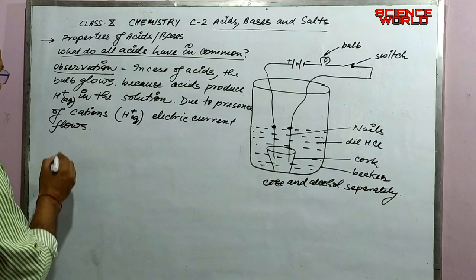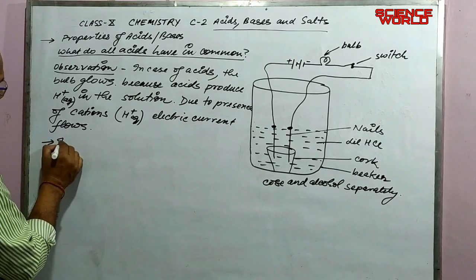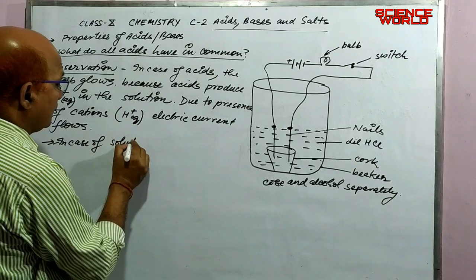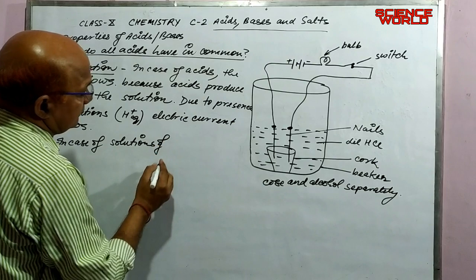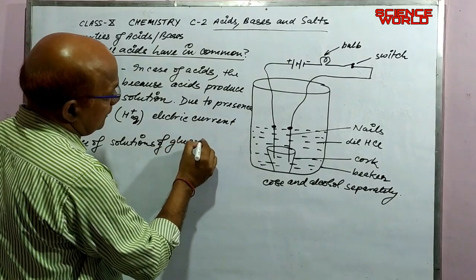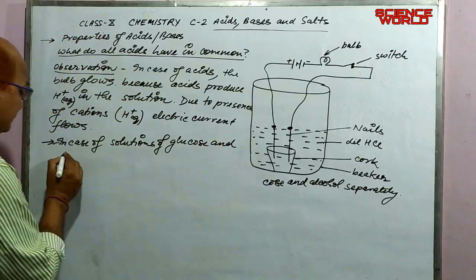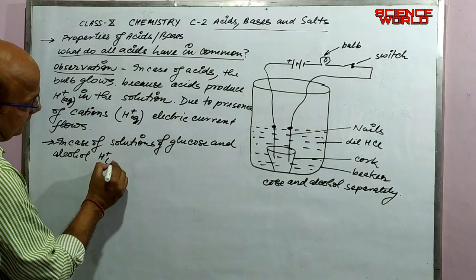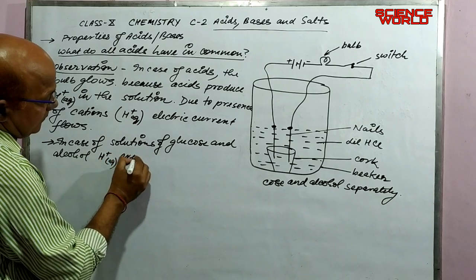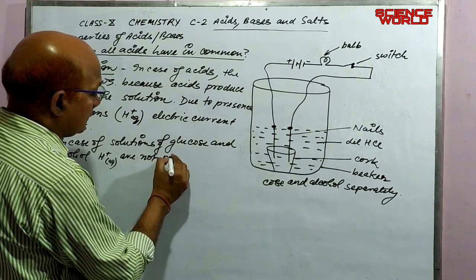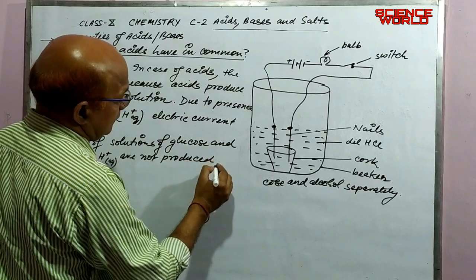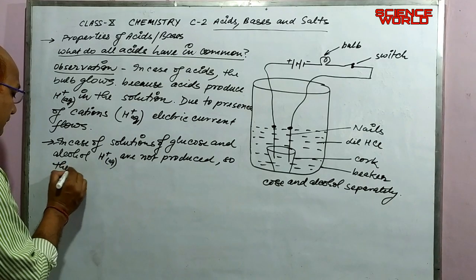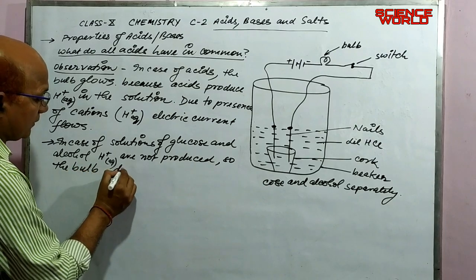Okay. But in case of solutions of glucose and alcohol, hydrogen ions are not produced, so the bulb does not glow.